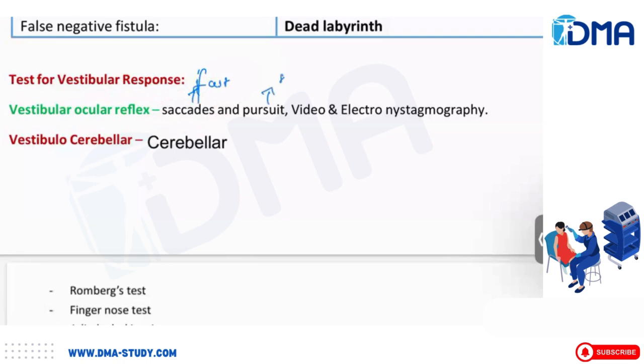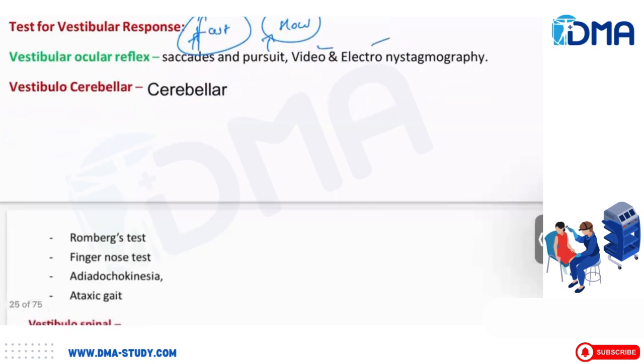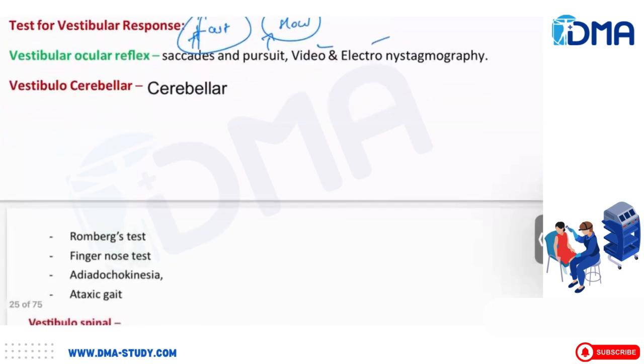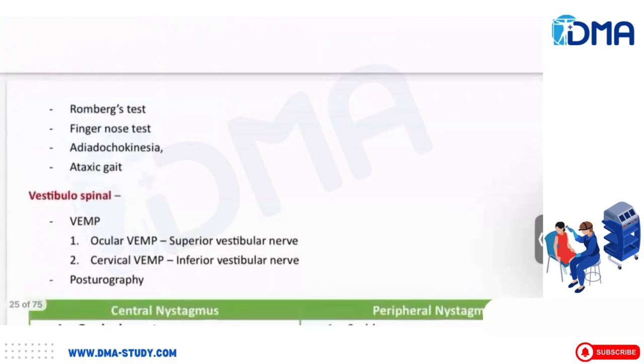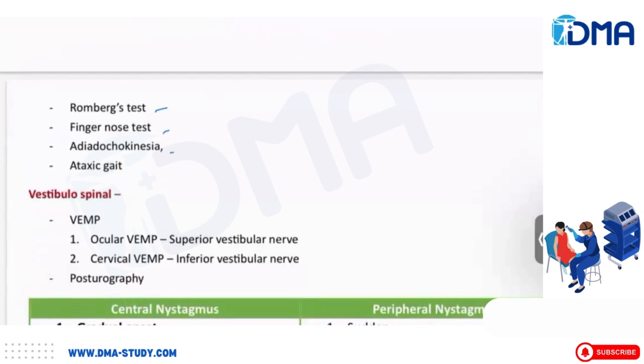Saccades are fast movement, pursuit is slow movement. It can be diagnosed with video and electronystagmography. So if I am going to test a vestibulocerebellar pathway, which has also been involved, you could do Romberg test, finger nose test, adiadochokinesia, ataxic gait. This you could read better in medicine. I have just mentioned the names.